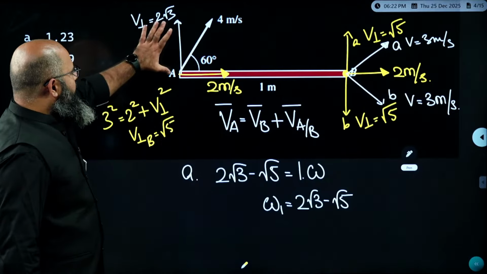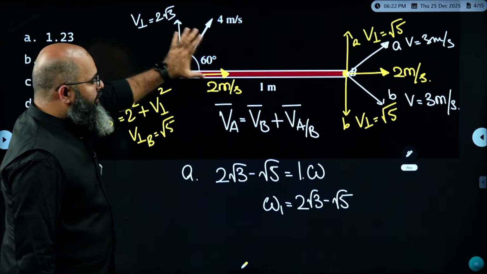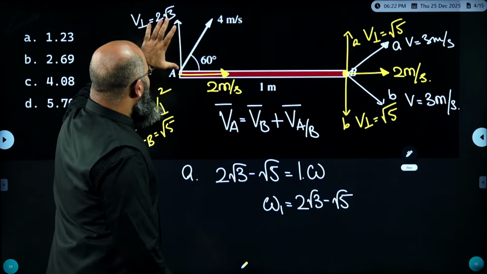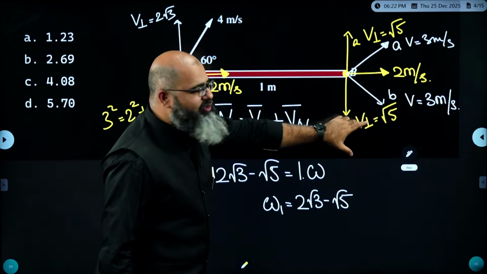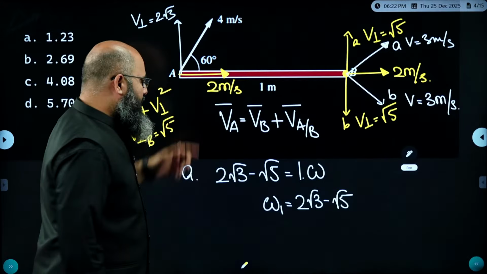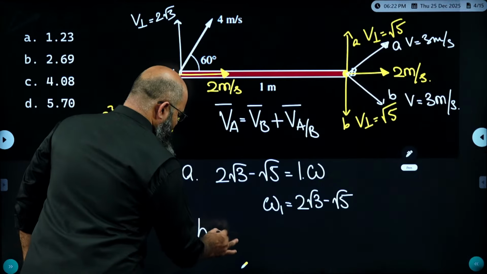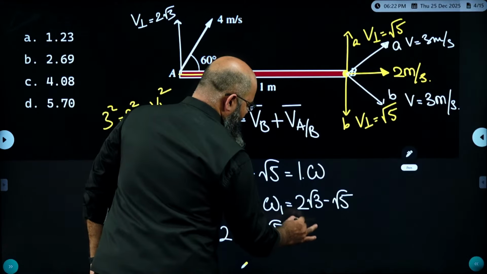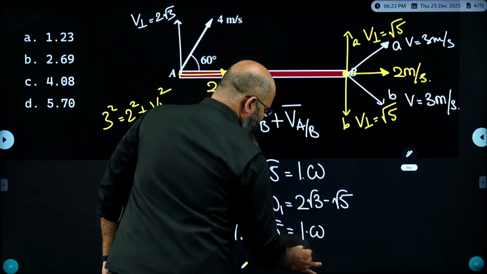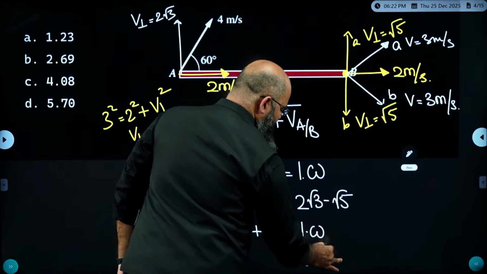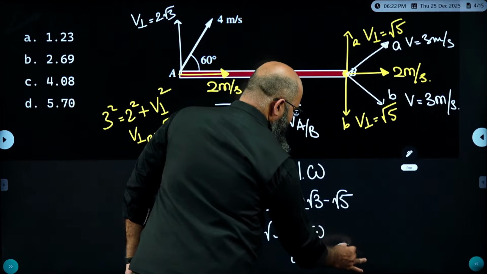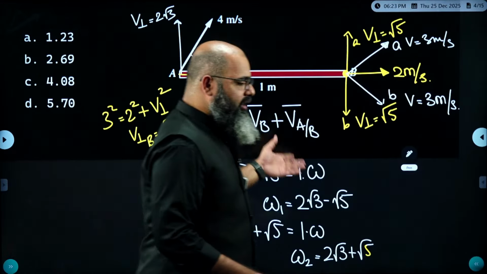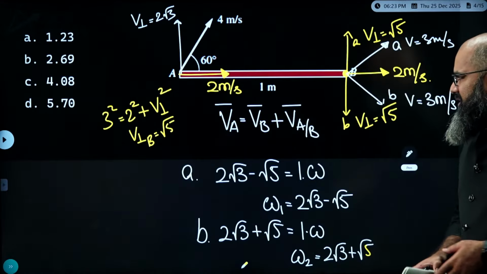In B bit, 2 root 3 will still be here, but root 5 is going downward now. So the relative velocity perpendicular is equal to 2 root 3 minus of minus root 5, which makes it 2 root 3 plus root 5. So for B bit you will write 2 root 3 plus root 5 is equal to 1 times omega. So the value of omega in case 2 or B bit is equal to 2 root 3 plus root 5. This took some time for explaining, otherwise this would not take that much time. It is sort of an easy question actually.